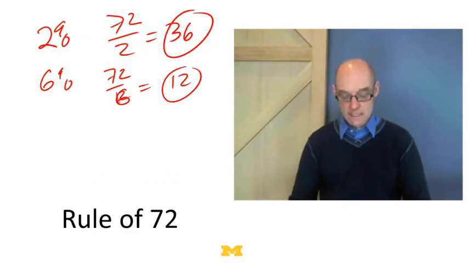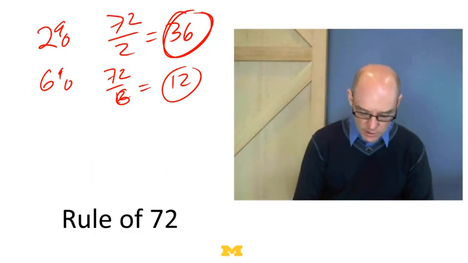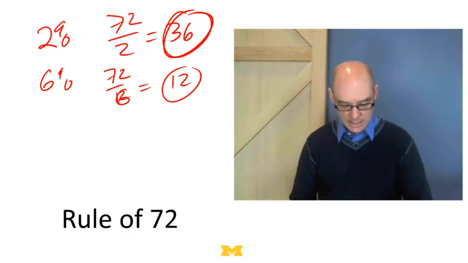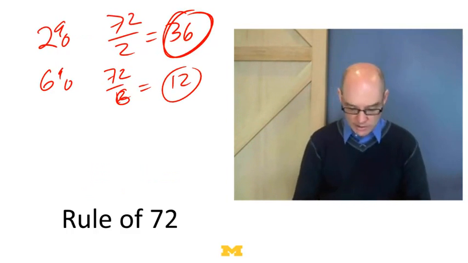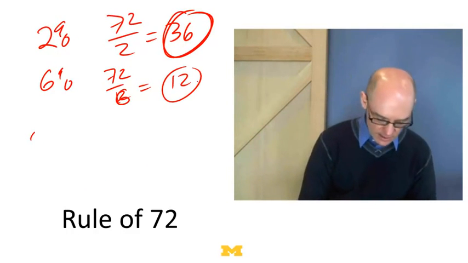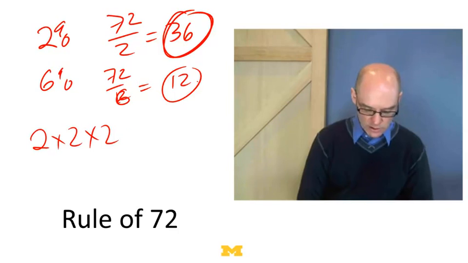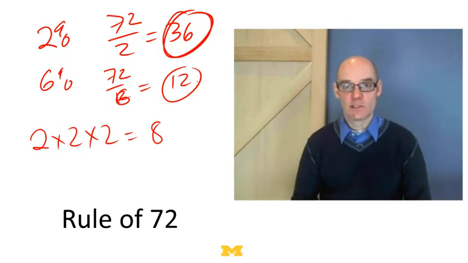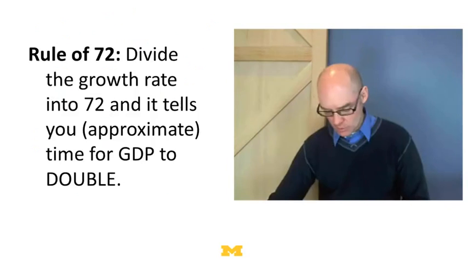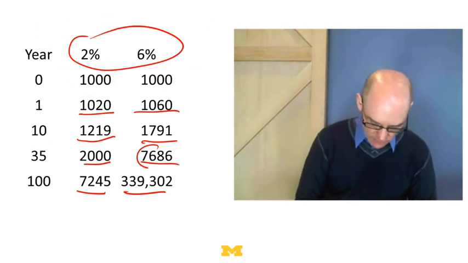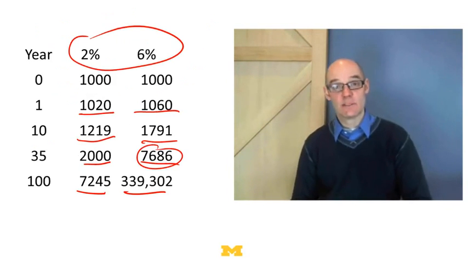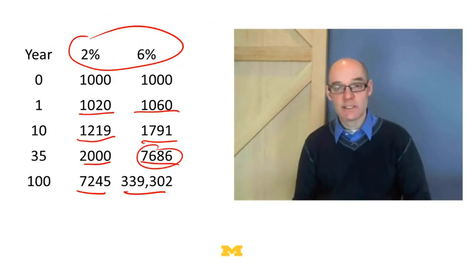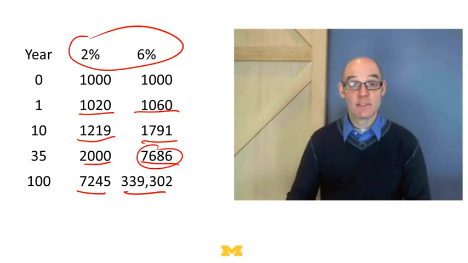So what that means is, in this first period, at 2%, it's going to take me 36 years to double. At 6%, it only takes me 12 years to double, which means that this country will double 3 times, which is 2 times 2 times 2, which is 8. So its GDP will be 8 times its original GDP in the time it took the first country to double. And if we go back and look at our data, sure enough, after 35 years, it's effectively 8 times as big. So you see the rule of 72 isn't exactly right. It took only 35 years to double, and this isn't quite at 8,000, but it's really accurate.